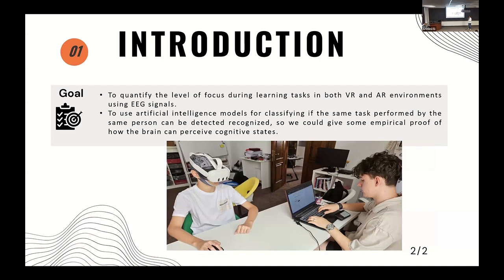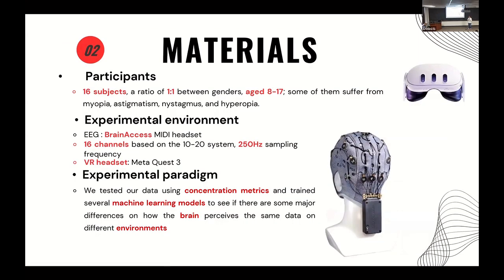Now, the goals of this paper are to quantify the level of concentration and to train and see if a machine learning model can actually classify it, and to find an easier way of classifying it. The materials for the study were 16 subjects, with a gender ratio of 1 to 1, aged between 8 and 17 because this was the age that produced the most problems. They suffered from some visual problems as well.